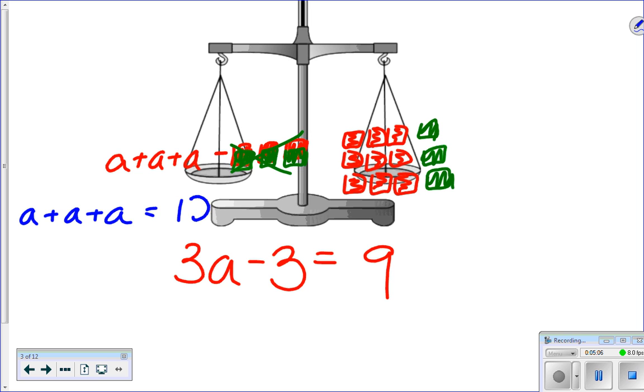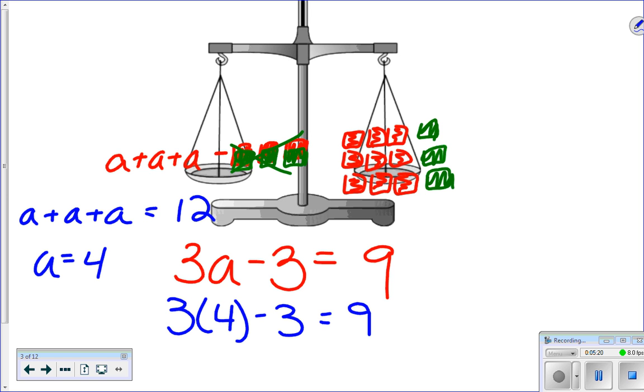12? How can I figure out what one of those a's is? Jacob. 12 divided by 3, and guess what 12 divided by 3 is? 4. If I put 4 back in here, it would be 3 times 4 minus 3 equals 9. Well, let's see. 12 minus 3, 9. So what are you kind of gathering here?